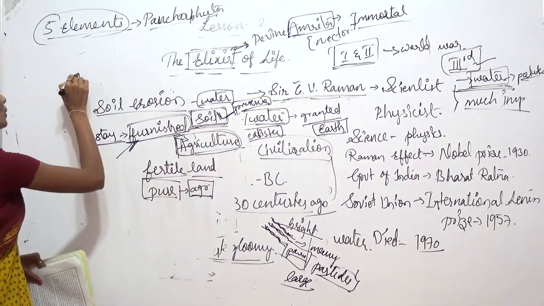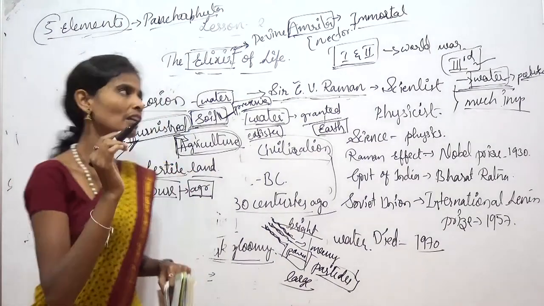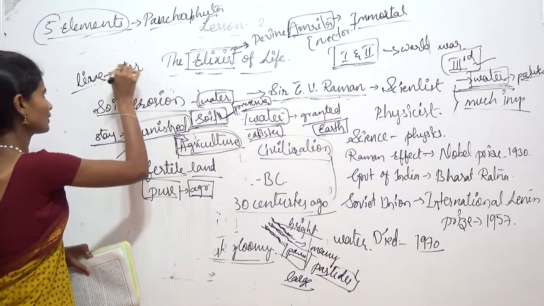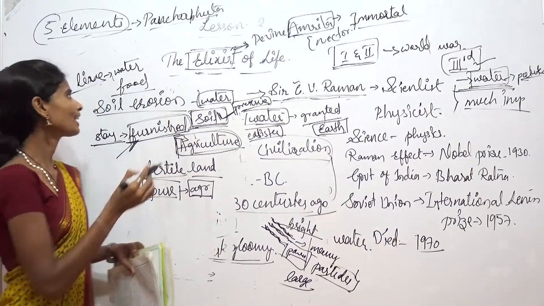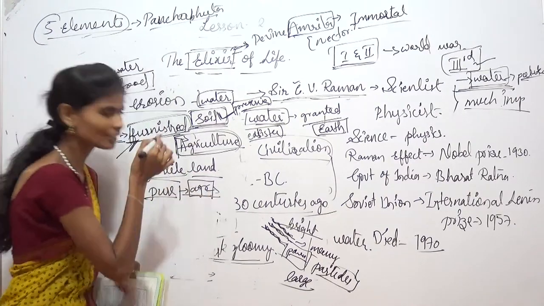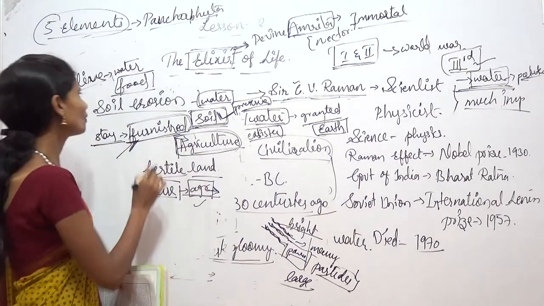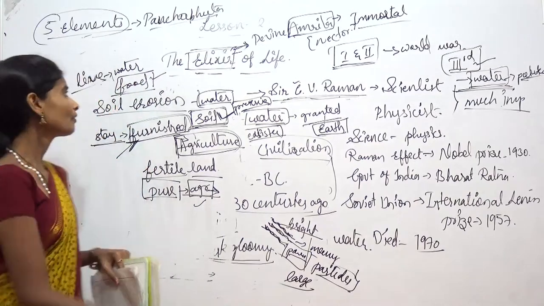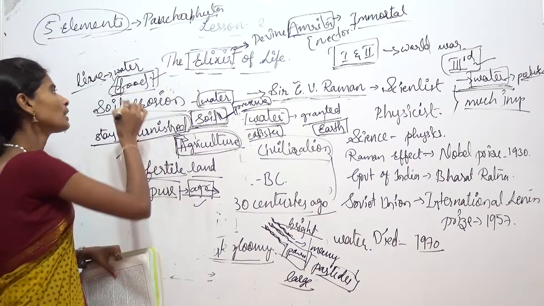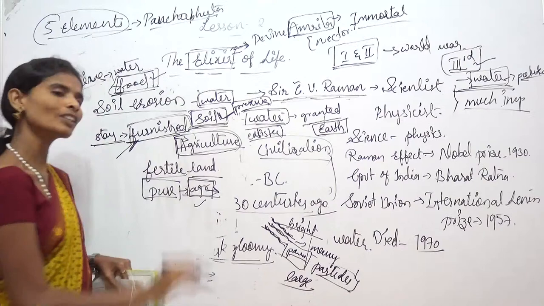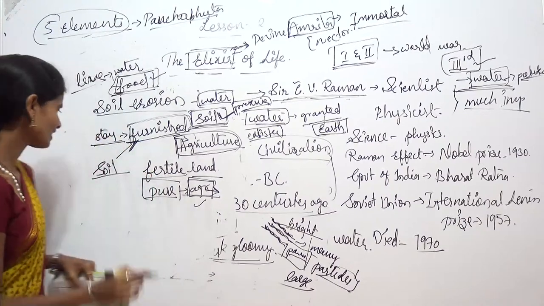First thing, if we want to live, if we want to survive, then we need water. First thing, water. Then next, food. From where can we get the food? That is the most important thing. We have to come back to agriculture only. If agriculture is there, then only can we get food to survive. So, if we want to survive, we need water as well as food. If we want to lead our life with good food, then we need agriculture. For this agriculture, what do we need? Again, soil. This is the importance of soil.